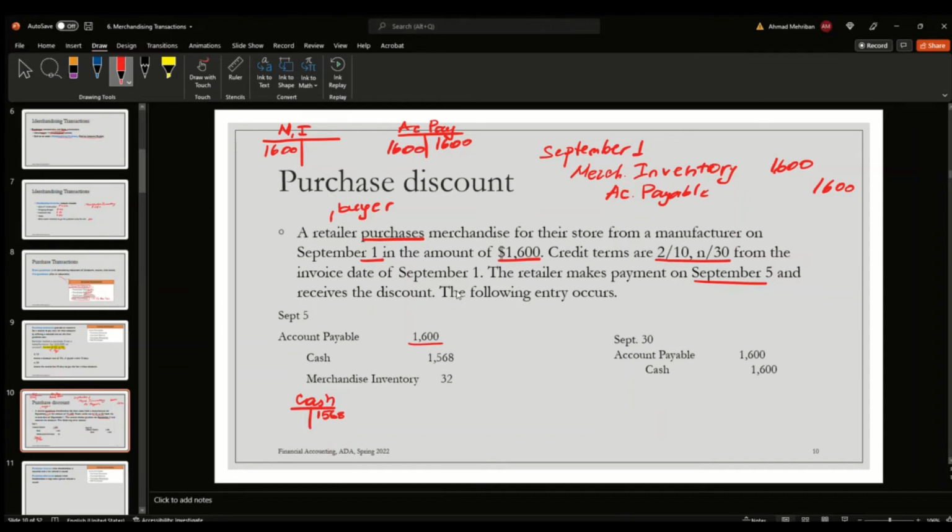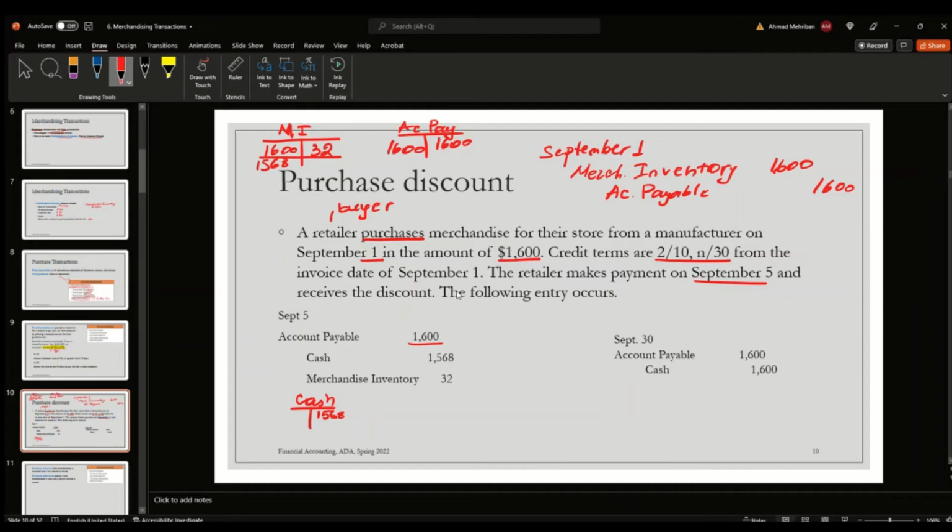But there is a difference on the credit side for the $32, and that is going to reduce the value of our inventory. So we're going to include that on the credit side of our merchandise inventory here, making the total value of our inventory 1,568. And this is actually very neat.